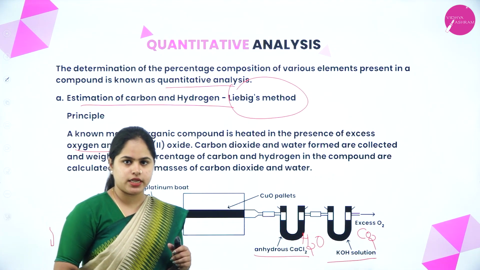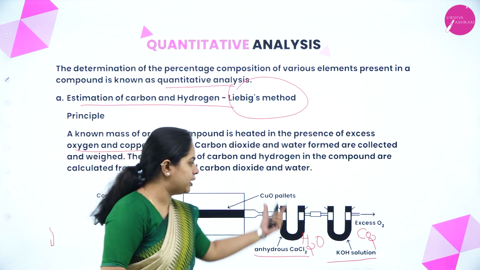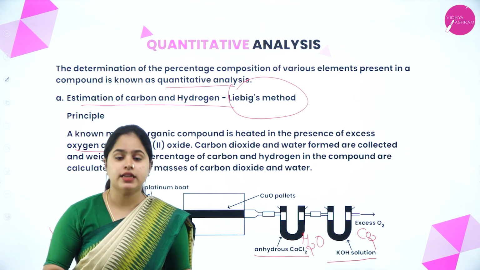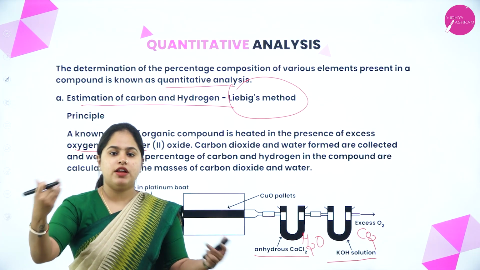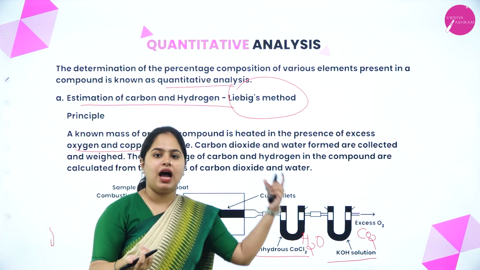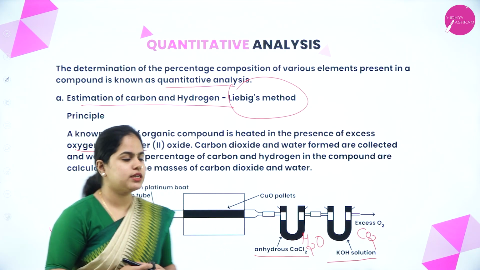Now once the reaction is complete, we will take out both of these U tubes and weigh them again. Initially what was the weight and finally what was the weight? When we take the difference, we will obtain the mass of water and carbon dioxide which is deposited in the U tubes. Right. I hope it is clear.